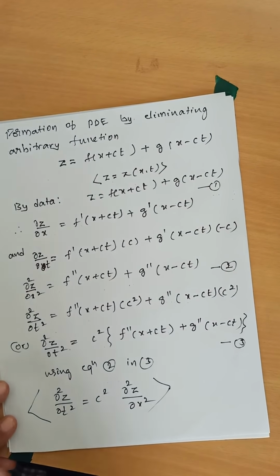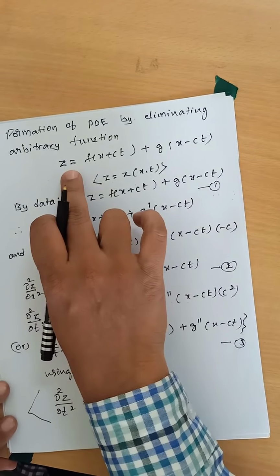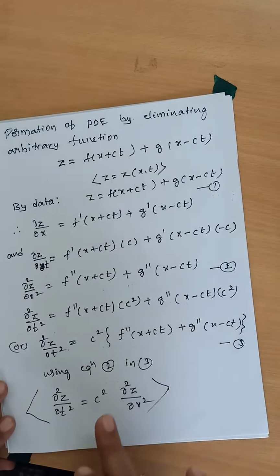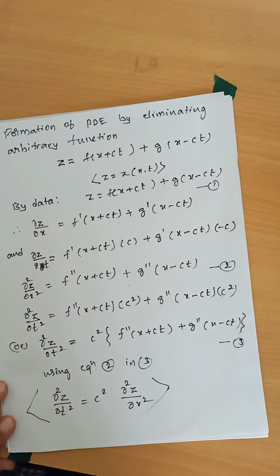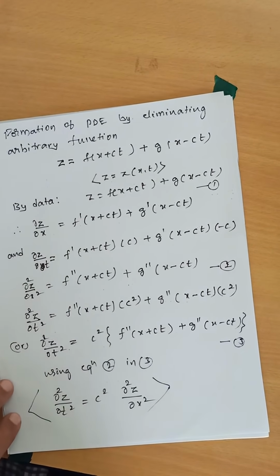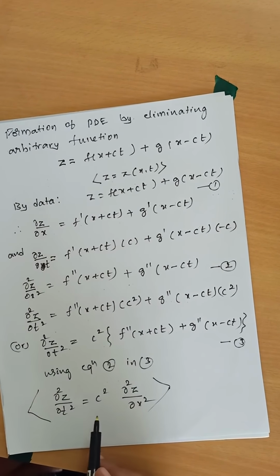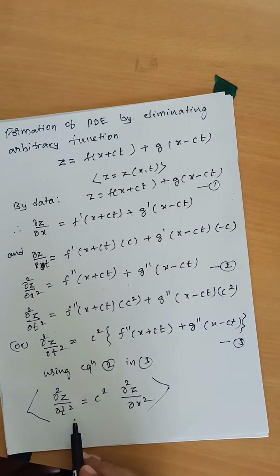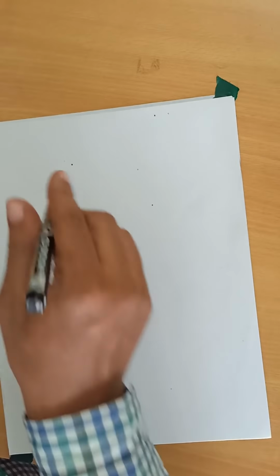In this unit, we can construct z is equal to f of x plus ct plus g of x minus ct by considering this equation. We have the method in this unit. The name of the unit is Lagrange's method to find the solution of partial differential equation. So this is the solution for this partial differential equation. Later we are going to discuss that. Next problem.